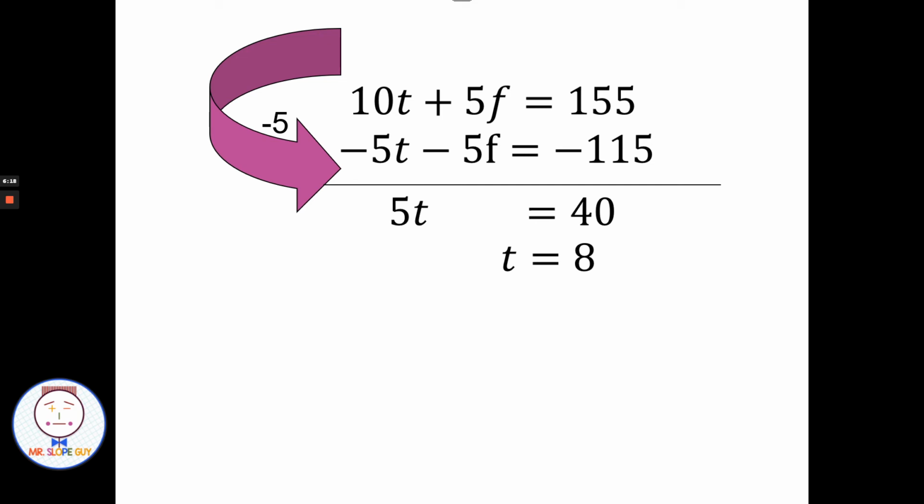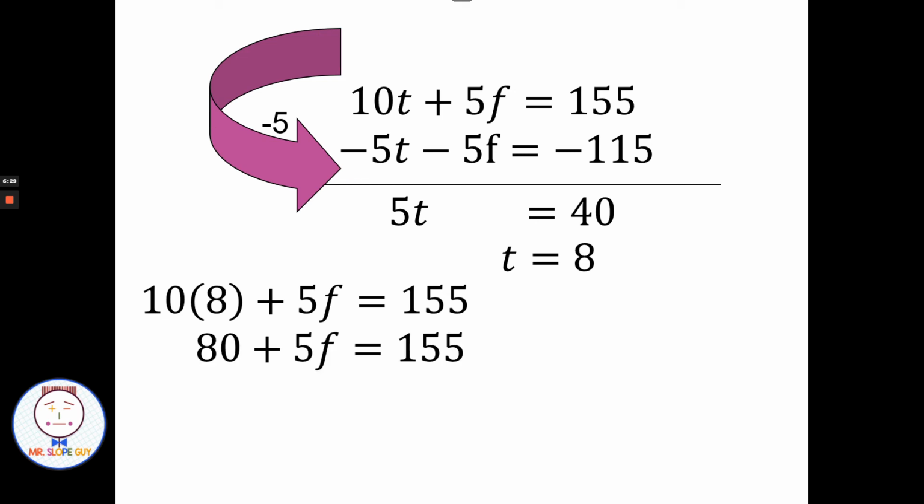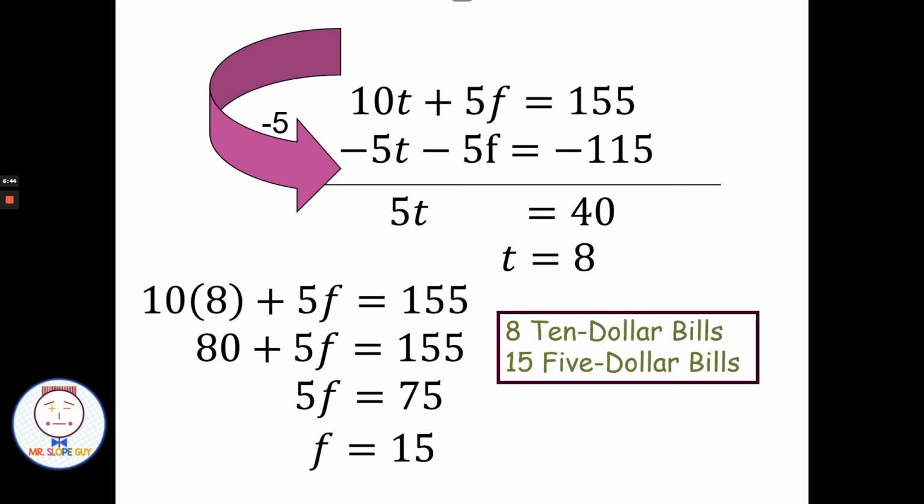And then I can use that t equals 8. I can go to any of those original equations. Let's say I use the 10t plus 5f equals 155. Put 8 in for t. Subtract 80 from each side. Divide by 5, and I get f is 15. Or I could have used the equation where the number of 10s plus the number of 5s adds up to 23, so f must be 15. Either of those equations will work. Then we get 8 $10 bills and 15 $5 bills.